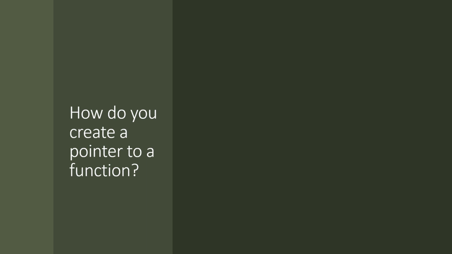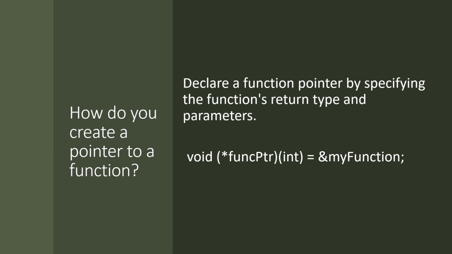How do you create a pointer to a function? Declare a function pointer by specifying the function's return type and parameters. So void star funcptr integer is a function pointer and it is assigned the address of my function.